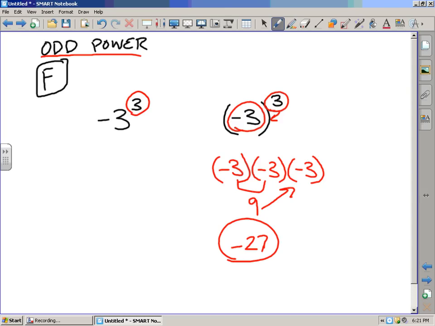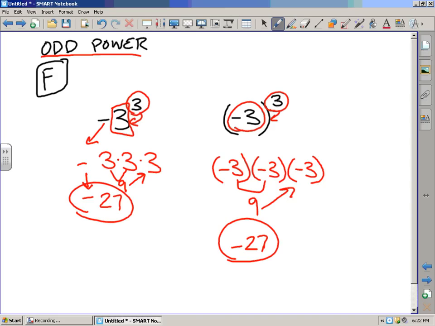In the left example, the 3 goes to only the 3. So the base of 3 is copied 3 times. The negative symbol you carry down, and we get 3 times 3 is 9. 9 times 3 is 27. Again, either way, we get negative 27.